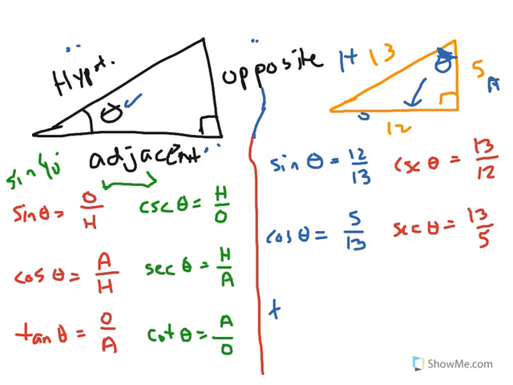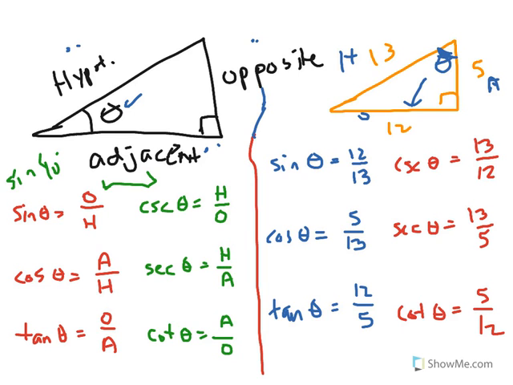And for tangent, tangent is opposite over adjacent, so opposite is 12, and adjacent is 5. And now notice if I want cotangent, I get 5 over 12.